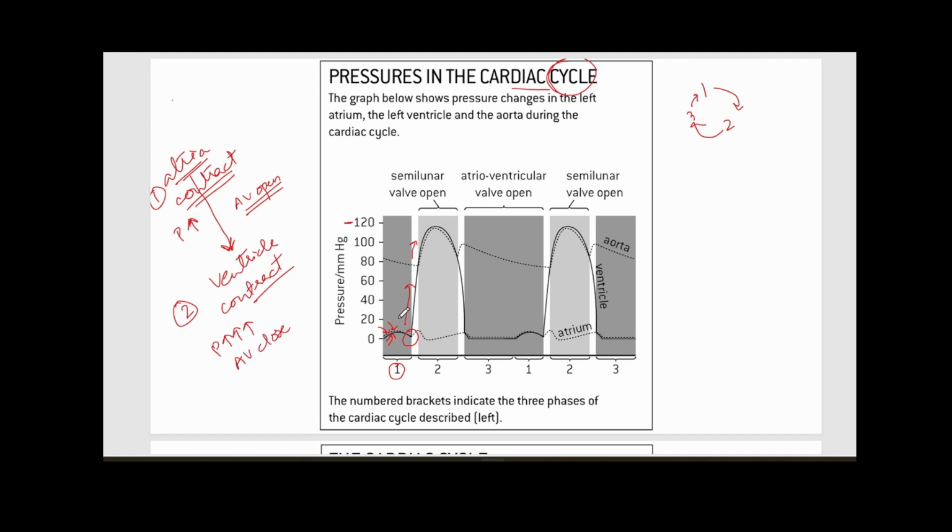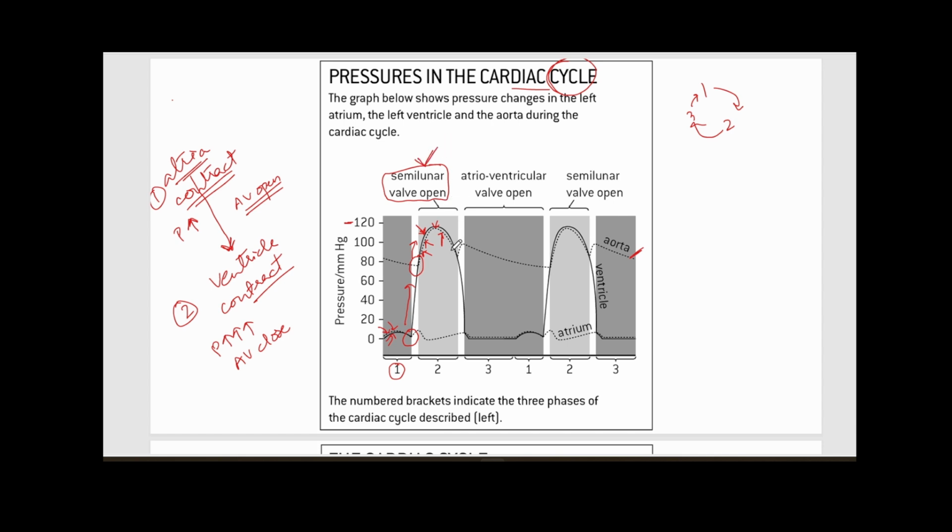And over here, when the ventricular pressure rises above the pressure in the aorta, this dotted line is aorta. Pressure in the ventricle is more than the aorta. So now the semilunar valve will open and the blood flows into the aorta. As blood flows into the aorta, the pressure in the aorta rises. See, the pressure in the aorta is rising. For as long as the pressure in the ventricle is more than aorta, the semilunar valves will remain open.